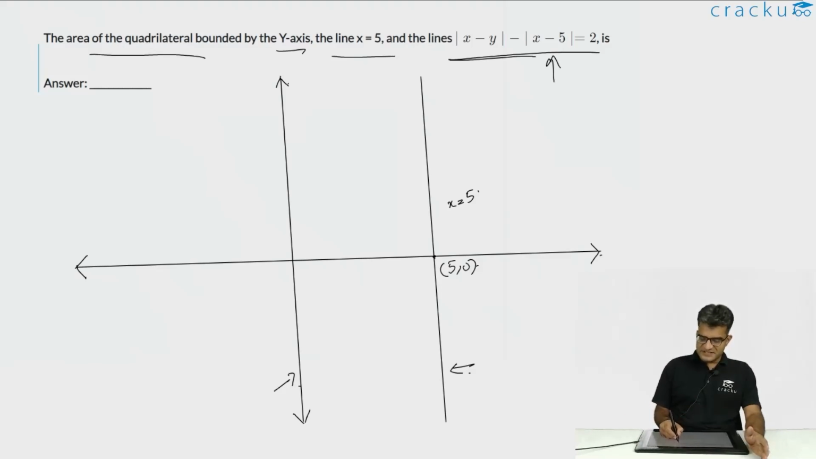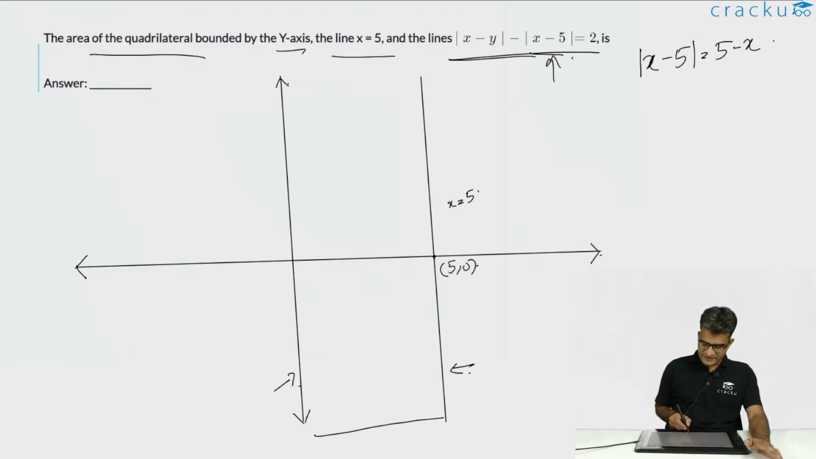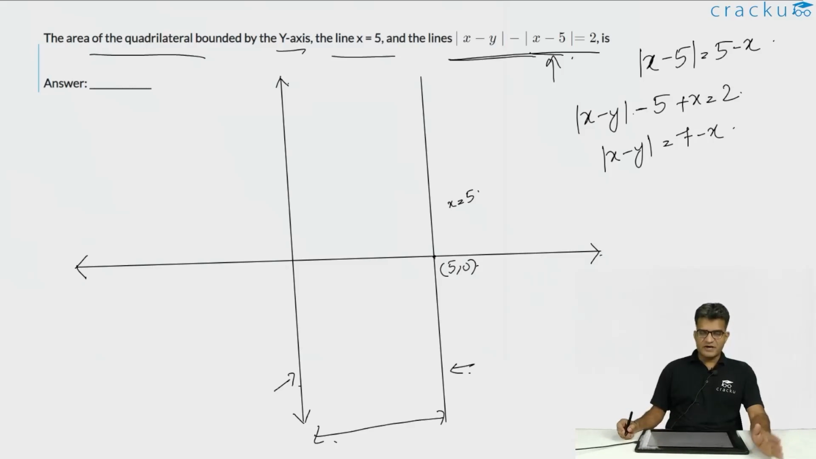In this equation, essentially we are looking for all the values of x which lie between 0 and 5. So over here, the value of modulus of x minus 5 will be equal to 5 minus x, because we are looking for the values of x which lie between these two lines. So the equation becomes modulus of x minus y minus 5 plus x is equal to 2, or we are looking for modulus of x minus y is equal to 7 minus x. Now again, there are two cases.